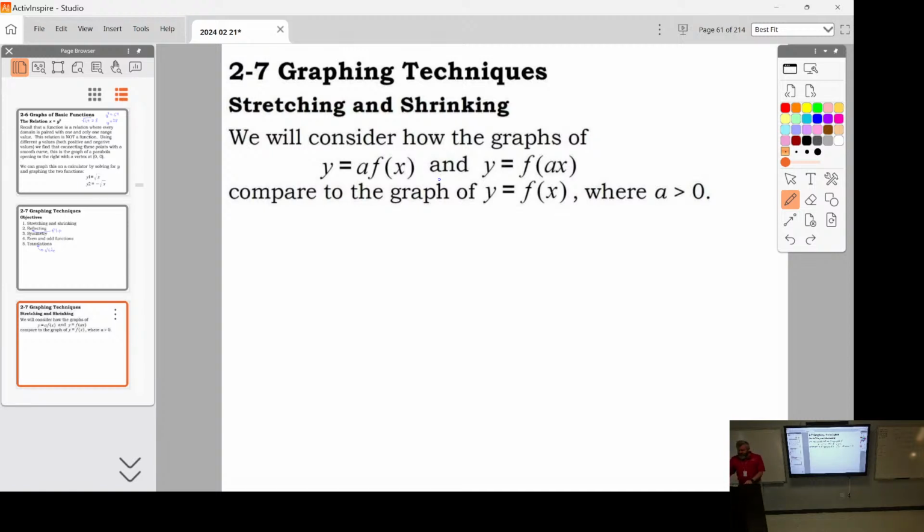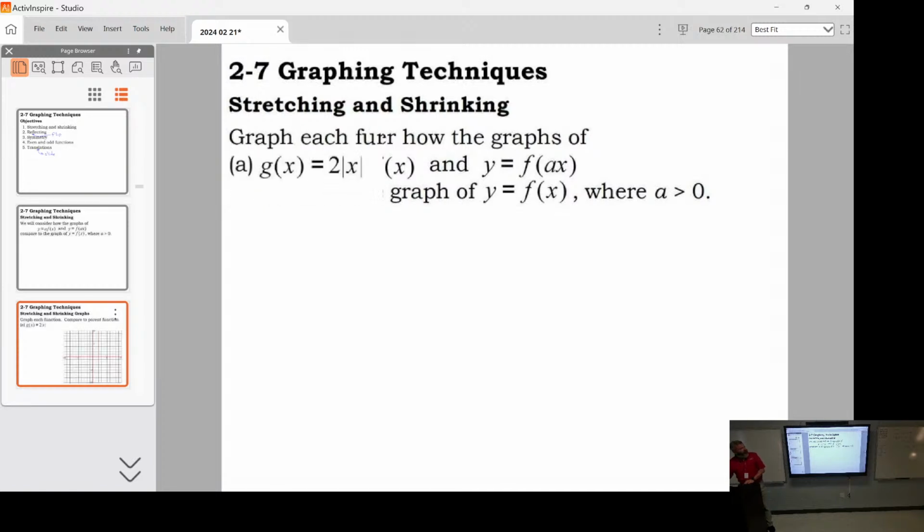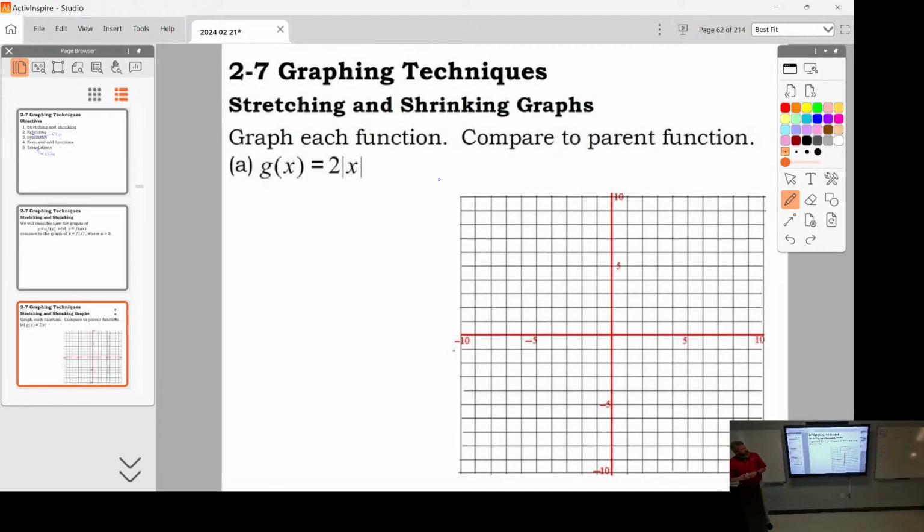Consider the graph y equals a times f of x and y equals f times a of x. We're going to compare the graphs of those functions where a is positive. Graph each function compared to the parent function. Okay, so we're going to graph the function 2 times the absolute value of x. But before I graph g of x, I'm going to start by graphing the parent function of that. And what is the parent function of 2 times the absolute value of x? Just the absolute value of x.